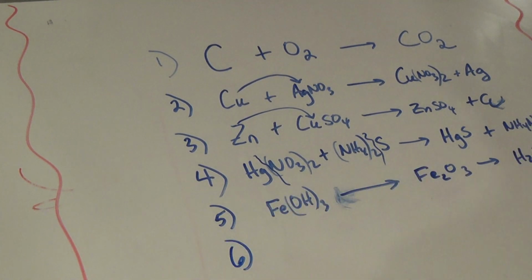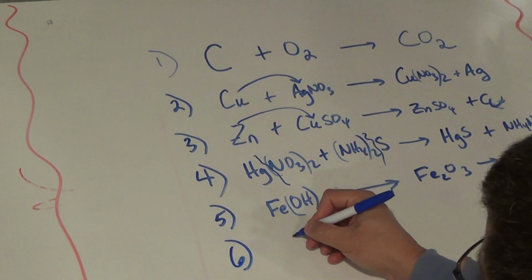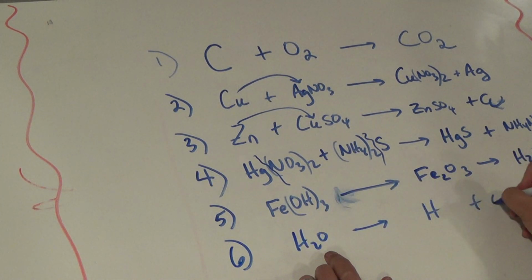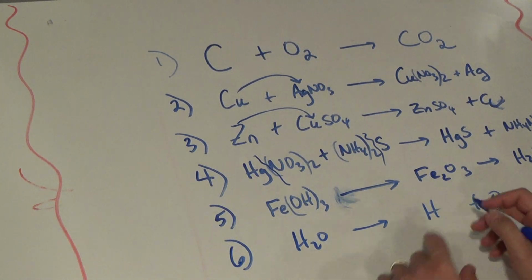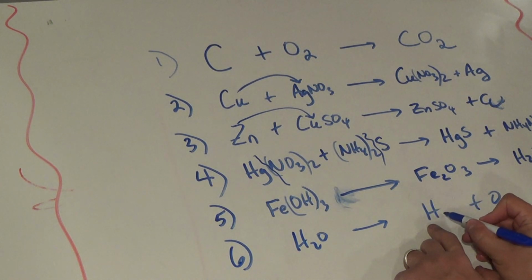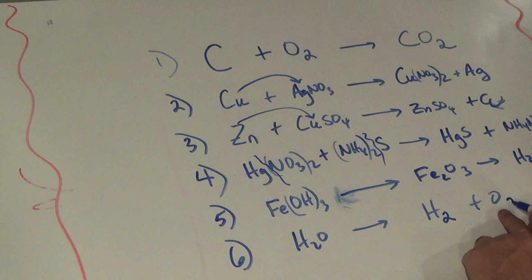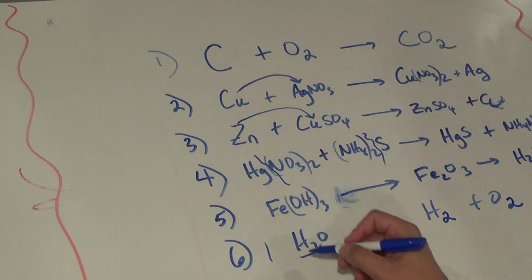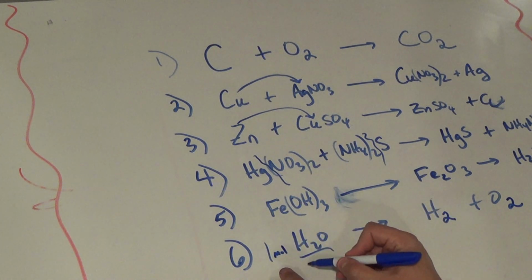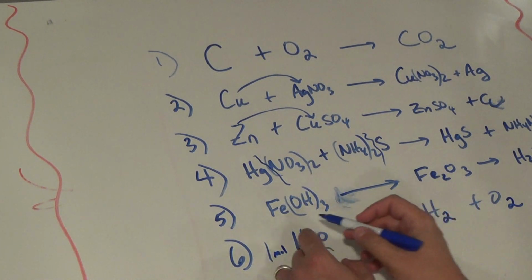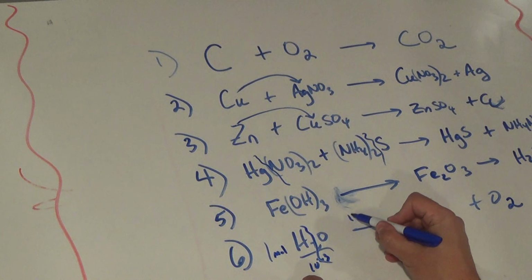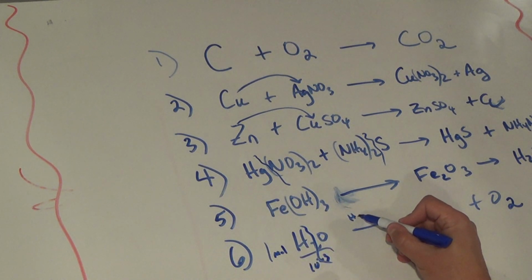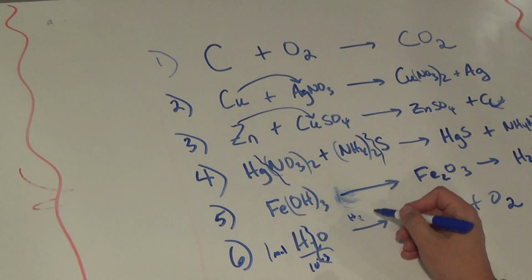6, water decomposes. Easy. Gives you H plus O. Wait a minute, what's wrong with that? H doesn't want to exist by itself, it's diatomic. H2 plus O2. Because keep in mind, when you have one of these, it's not just one, you have 1 mole. So you have 10 to the 23rd of these. So when they split like that, you've got 10 to the 23rd hydrogens and oxygens.